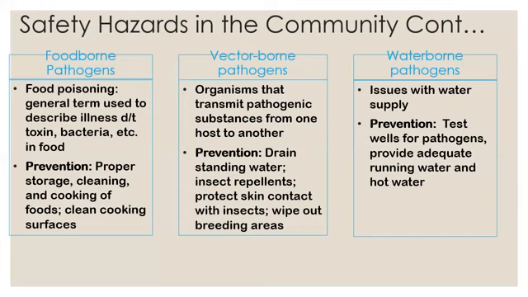Vector-borne pathogens is another community hazard. So remember vector, when we learned in our infection control chapter, these are organisms that transmit pathogenic bacteria and viruses from one host to another. So mosquitoes, for instance, rodents also, rats, birds, other animals, and things like that.